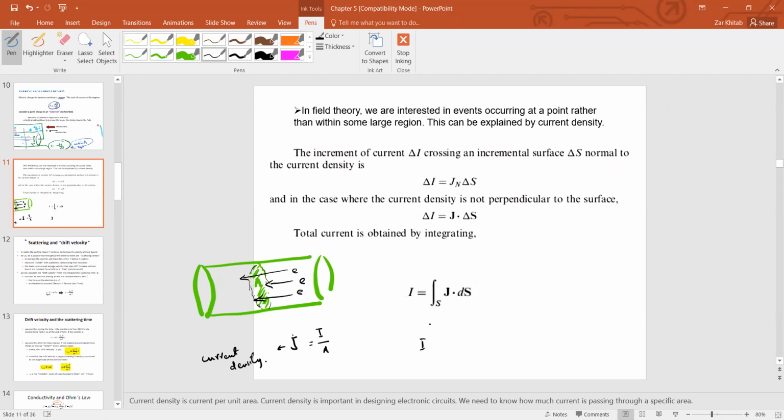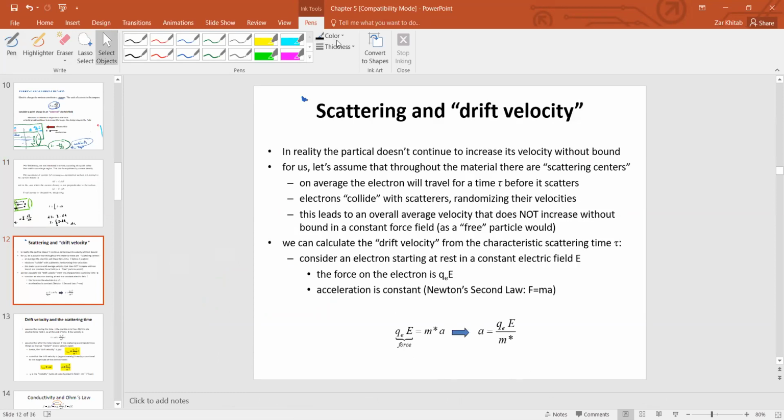So J is di by dA, so di equals J dot dA. See, if you tilt this cross-sectional area, the product will be different. So I equals the surface integral of J dot dA. dA or dS, differential surface area, whichever you like.